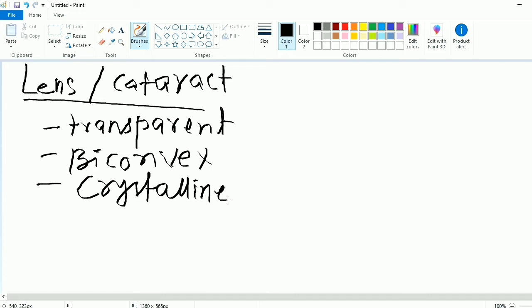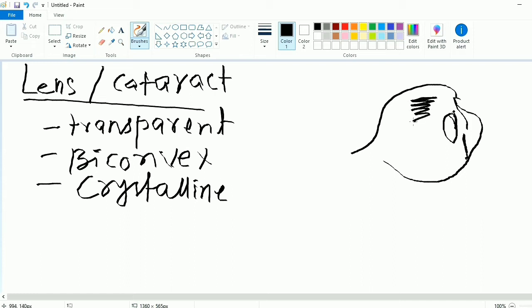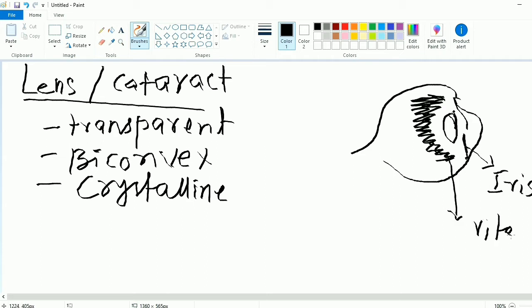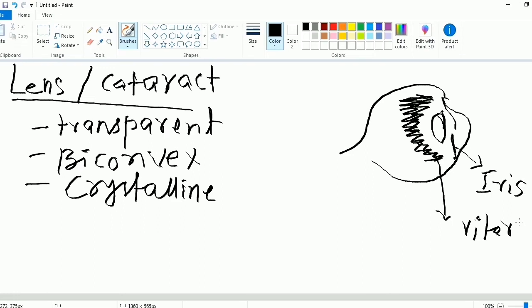Now look at the structure of the eyeball. This one is the outer layer of the eyeball, the outer protective layer. This is the iris. Behind the iris, this is the lens. It is present behind the iris and in front of the vitreous. This one is the vitreous humor. So the lens is present between the iris and vitreous in a saucer shaped depression called the patellar fossa.